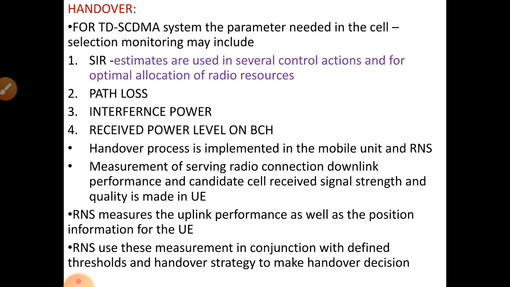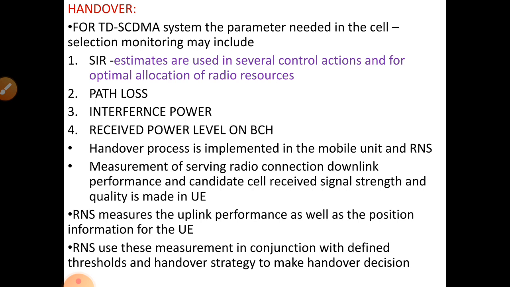Next we are going to see what activities are measured by the RNS. The RNS measures the uplink performance as well as the position information for the user equipment: in which position the particular mobile unit is located, in which position the particular base station is located, and what the distance is between the base station and the mobile unit. These types of activities are measured by the RNS.